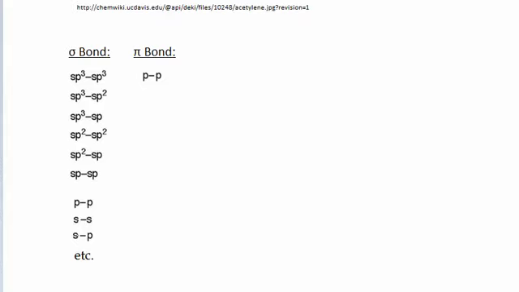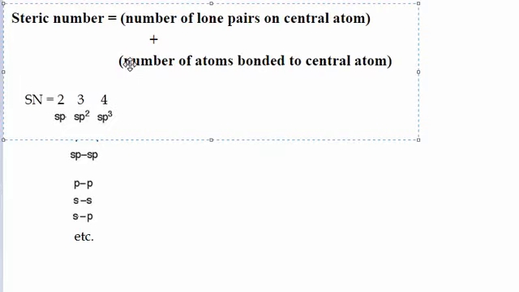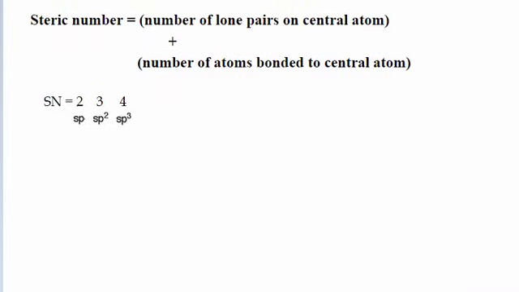So if you want to determine the hybridization of an atom's orbitals in a molecule, what we use is something called the steric number. This is a formula you'll be using often. You take the atom, you look at how many lone pairs it has, and you look at how many atoms are bonded to it. If it has a steric number of 2, then it has an sp hybridization. If the steric number is 3, then it's sp2, and if the steric number is 4, then it's sp3.